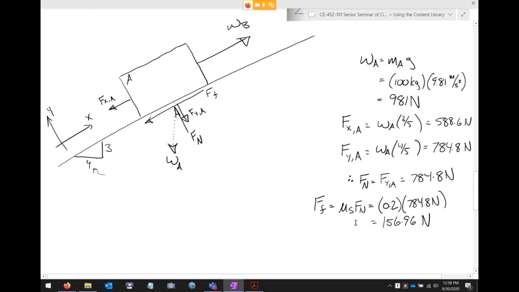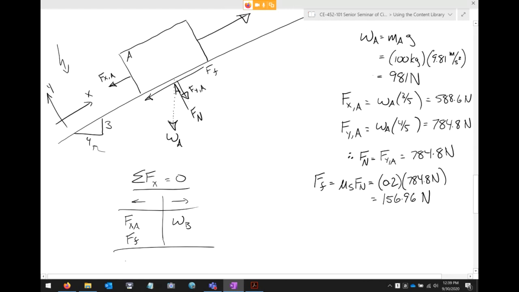So now what we can do is we've completely defined all of the forces on the system. Now what we have to do is sum forces, in this case in the x direction, to determine what's going on here. So I'm using my coordinate system that I've drawn right here. So Fxa is going on the left. The frictional force is acting left, and the weight of that block is acting to the right.